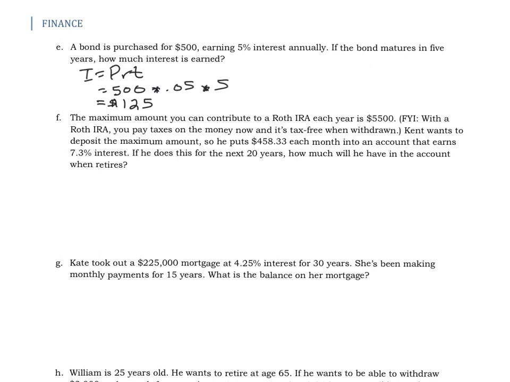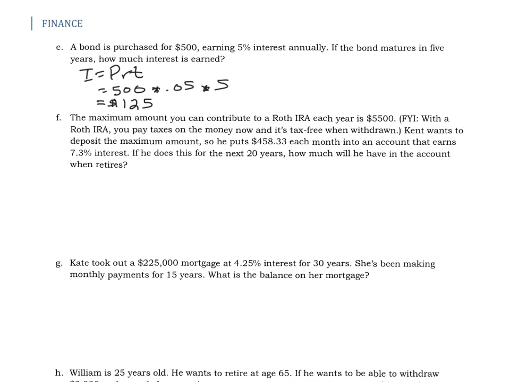The maximum amount you can contribute to a Roth IRA each year is $5,500. For your information, with the Roth IRA, you pay taxes on the money now, and it's tax-free when withdrawn. Kent wants to deposit the maximum amount, so he puts $458.33 each month into an account that earns 7 3/10% interest. If he does this for the next 20 years, how much will he have in the account when he retires?